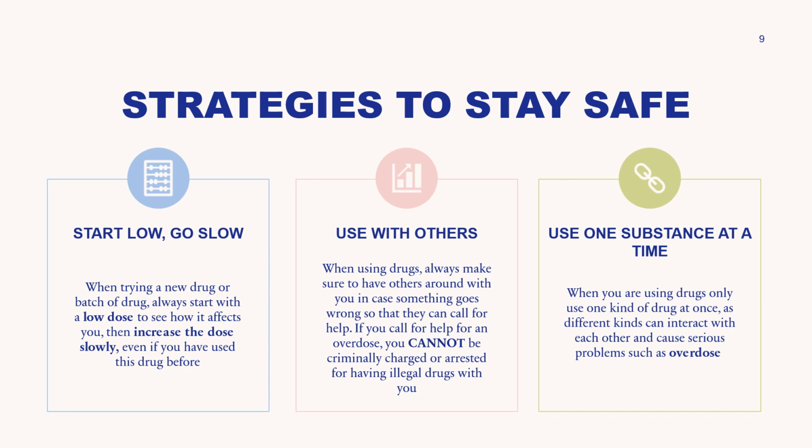And our last strategy that we put on this slide is only use one substance at a time. So when you're using drugs, only use one kind of drug at once. Different types of drugs can interact in different ways, especially because, as we've been talking about, you never know what could be in street drugs. It could have more than what you think is in there, and you don't know how it's going to interact with each other. So we always say use one substance at a time, and that is your safest option.